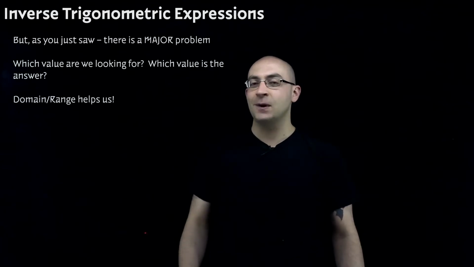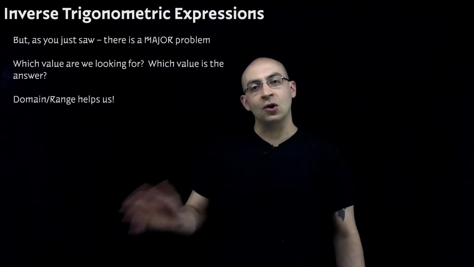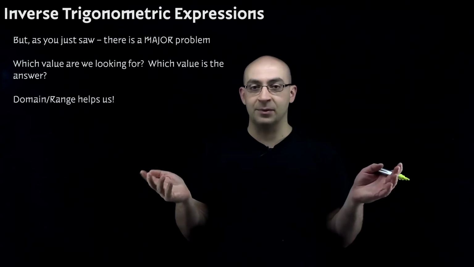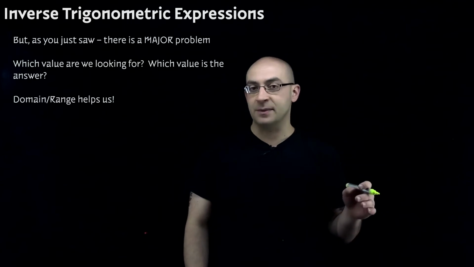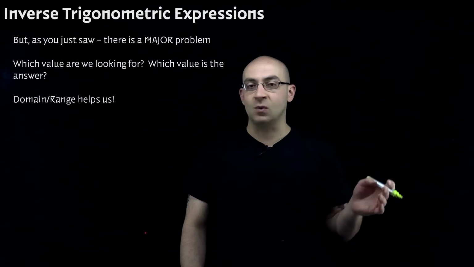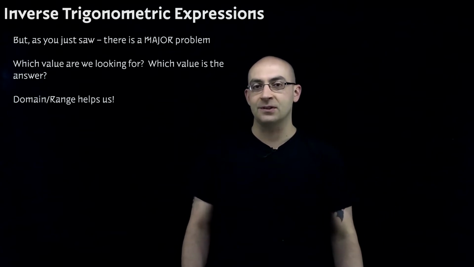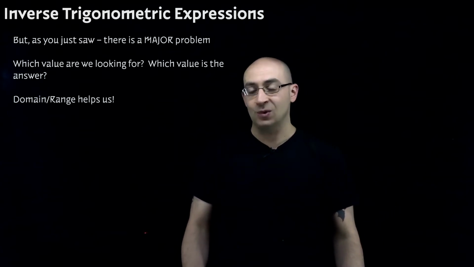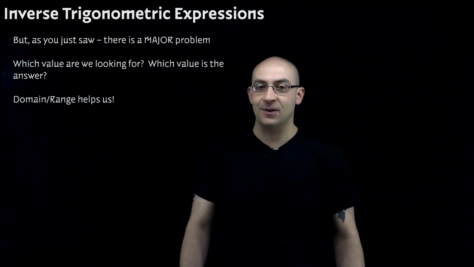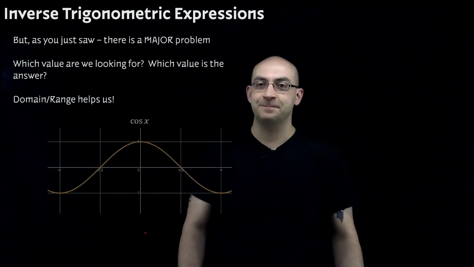Well, that's where domain and range come in. Earlier in the video, I mentioned that if there's a function on the coordinate plane, its inverse must also be a function, so we need to be working with one-to-ones. That phrase, one-to-one, is really important with trig functions. We absolutely need our inverse trig functions to be functions. They cannot not be functions, and I'm going to explain that right now.